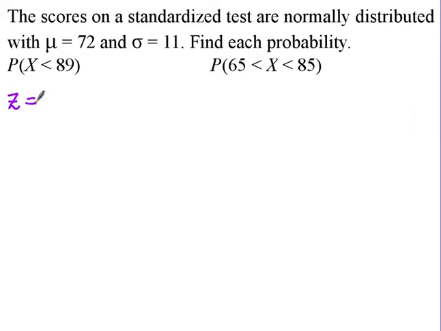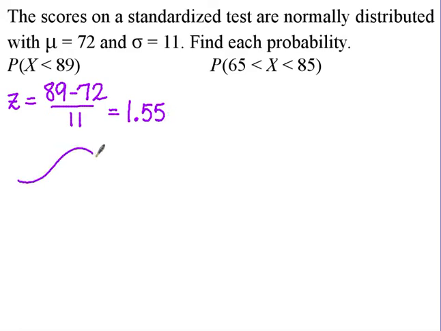So what I'm going to do is find my z value here. And once again, I get 89 minus 72 over 11. That z value comes out to be 1.55. It's actually 54 repeating, but remember we always round to 2 decimal places. And so if I think about the normal distribution, 1.55 is going to be located up here. And I want the probability that it's less than, so I'm going to look for this value right here.